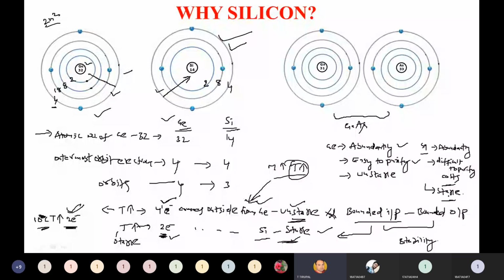Now coming to gallium arsenide. Gallium arsenide is one of the existing materials nowadays. It is a compound crystal semiconductor, and gallium arsenide is 5 times faster than silicon. That's why we are going for gallium arsenide.